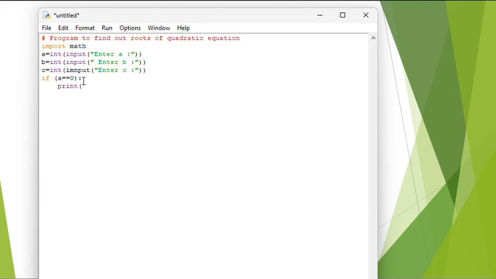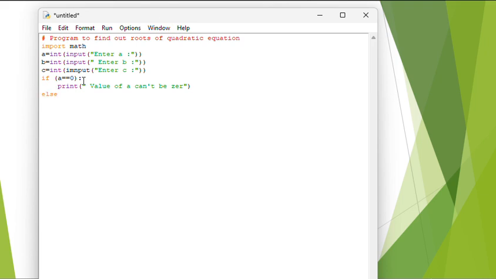Print, value of a can't be 0. It can be written as one statement: value of a can't be 0, and we will abort there only. Okay, else, this is the very first case.